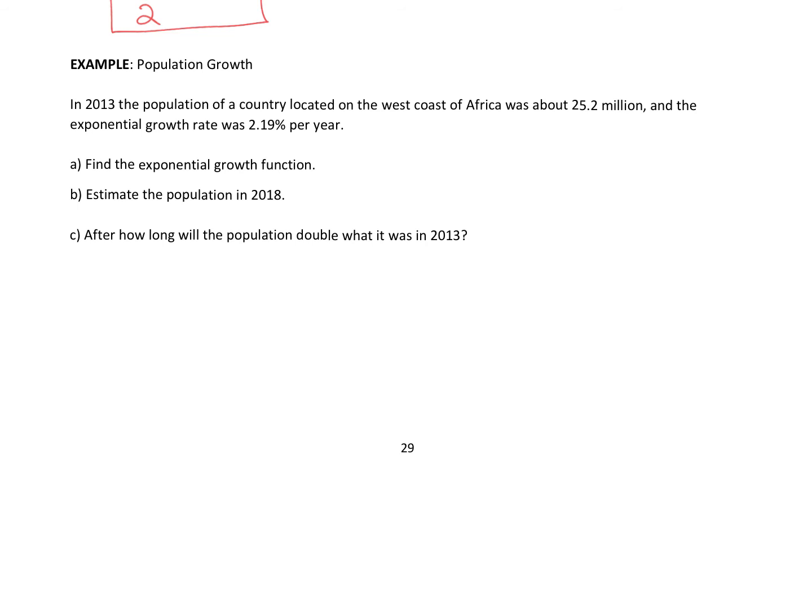So one thing that we often do when we're doing things with years, like 2013 and 2018, is we let year 0 be our initial year, or in this case, 2013. I do need to say that, and that way when we're all done, our model will be years since 2013. So we're going to start with our exponential growth function. A equals a sub 0 e to the kt.